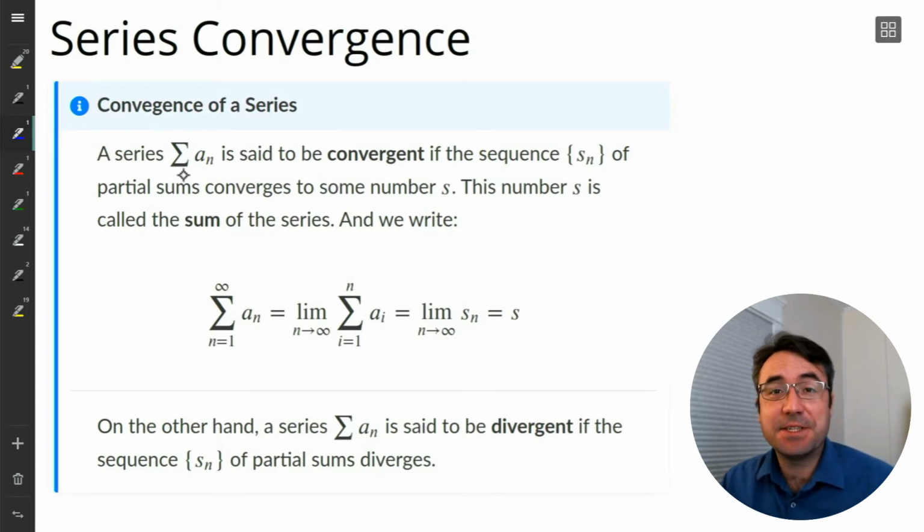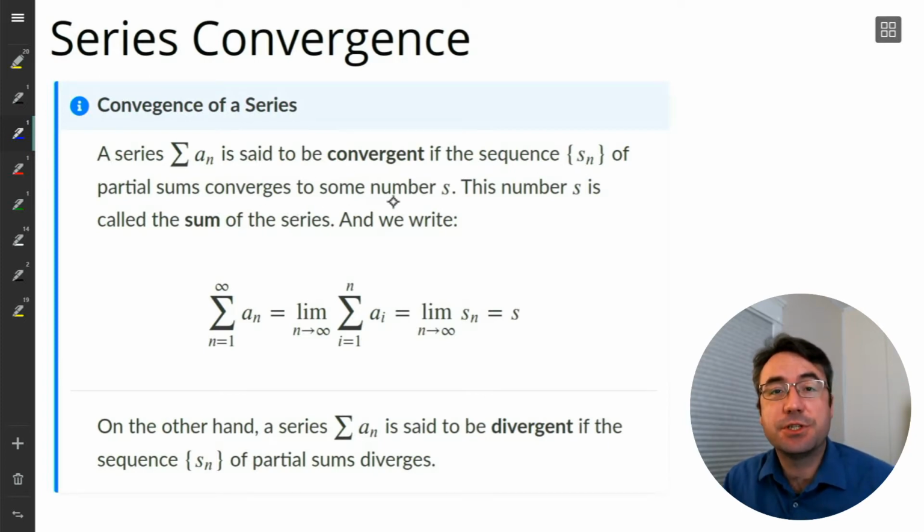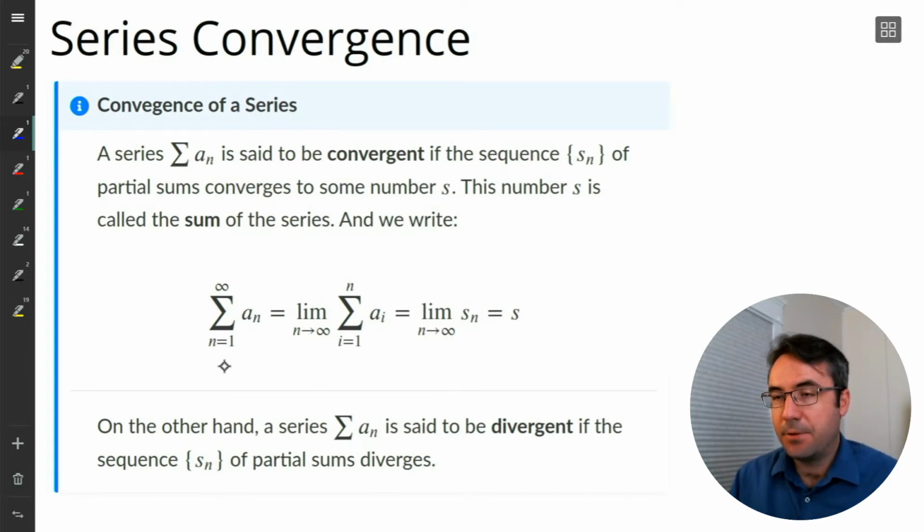It says a series sigma an is convergent if our sequence of partial sums, so that's what S sub n is, it's our sequence of partial sums, if that sequence converges to a number S. So that number S, it's special, and we call it the actual sum of our series. All right, so how are we writing this out? Well, sigma a sub n, that's just our original series.